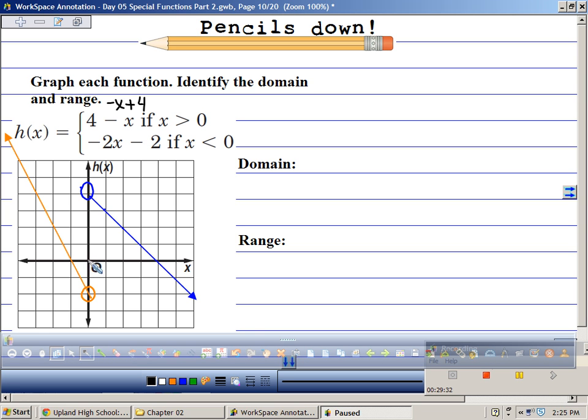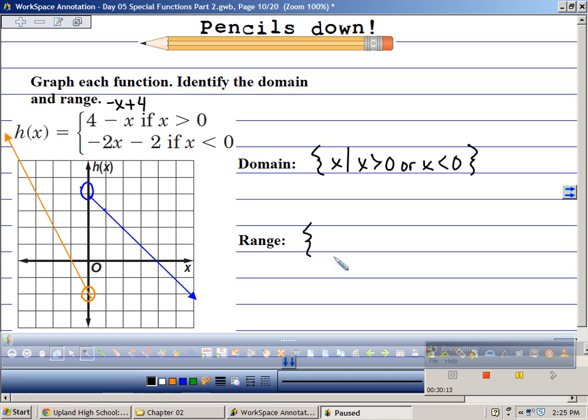When x is 0, do you have an ordered pair? There's not one there because it's not including 0, and there's not one there because it's not including 0. Is there one when x is 1? Yeah. Is there one when x is negative 1? Yeah. So x such that x is greater than 0 or x is less than 0, or you could just say x is not 0, because it works for every other value, right? Except when x is 0.